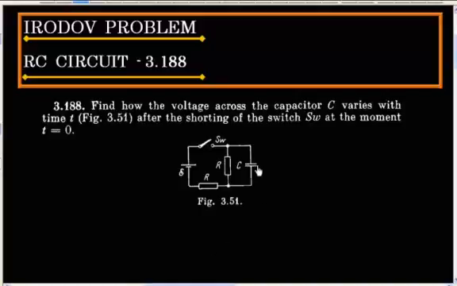Now this circuit contains a capacitor. It has two resistors and a battery. Initially the circuit is open. That is, there is no current inside this circuit. At t equals 0, this circuit is closed. We have to find the potential difference across this capacitor as a function of time.